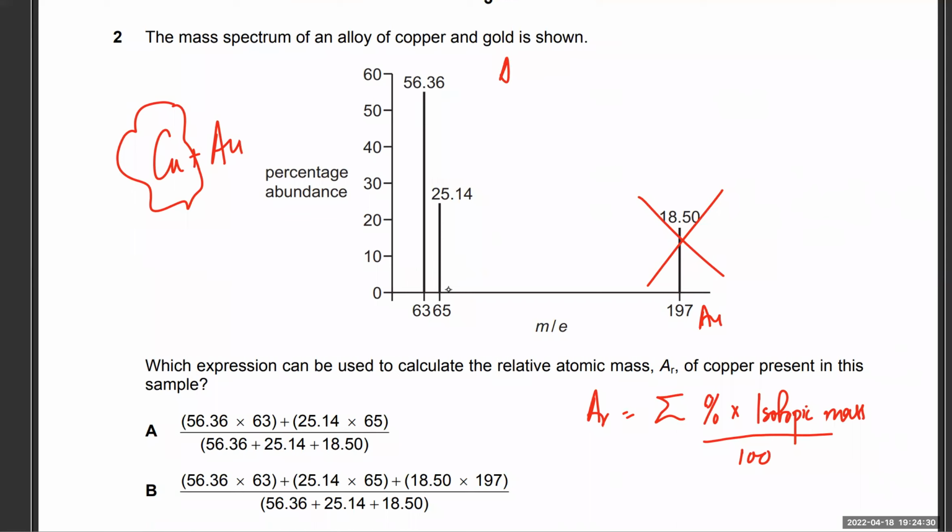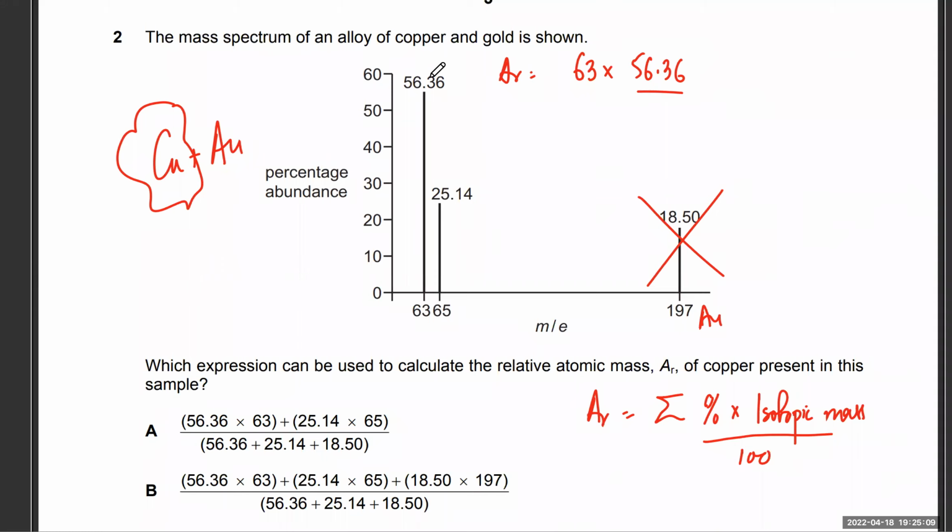So how do you calculate AR? It's going to be the mass of one of the coppers, 63, multiplied by its percentage. So what is the percentage of this copper? That's 56.36, but it's going to be divided by not 100, because I remove gold from the composition. This is 100% including gold, so I'm going to exclude gold, 18.5%. So the total percentage composition is 56.36.